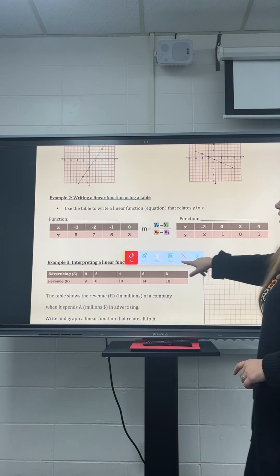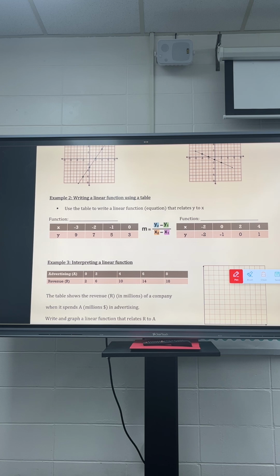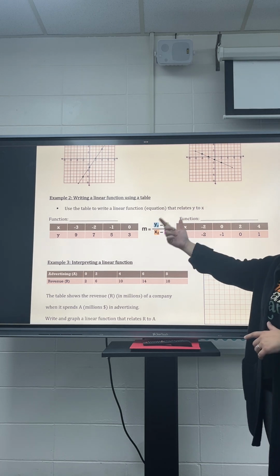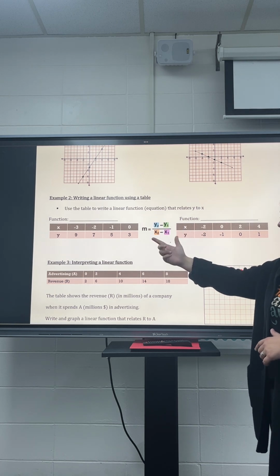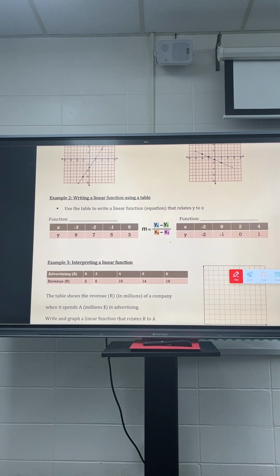All right, so now we're gonna use a table to write a linear function or equation that relates x to y, okay? That really just means what's the connection, what's the relationship. You've already kind of been talking about that, okay? So our function is an equation, y equals mx plus b. When we don't have a graph, we have to use our handy dandy formula to find the slope, okay? And then we have to look in our tables and see, is there a y-intercept, okay? And we'll talk about that in a second.